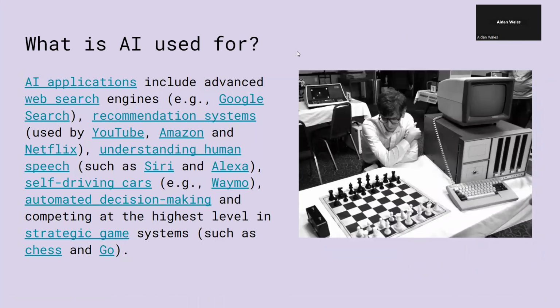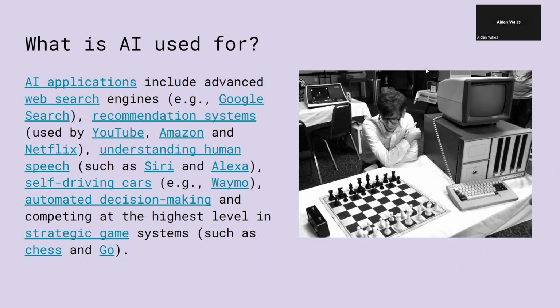So, what is AI used for? Stuff such as search engines, playing chess, recommendations, voice to speech recognition. Pretty much every day we use AI in some form or other. It's used on the internet all the time, used on your phones all the time. It's been in place for a long time, as you can see with this old photo.